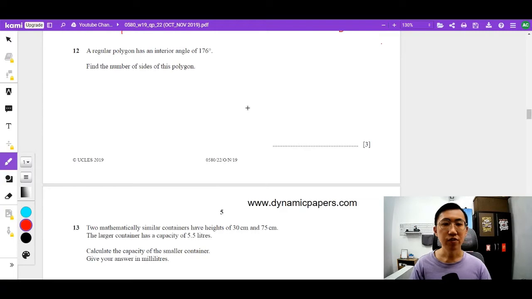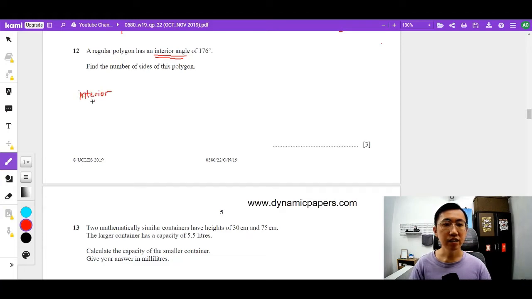Alright, question 12. A regular polygon has an interior angle of 176 degrees. This is the keyword, highlight. There's one formula for interior angle. Find the number of sides of this polygon. 3 marks question. Alright, so lay out the formula for interior angle.